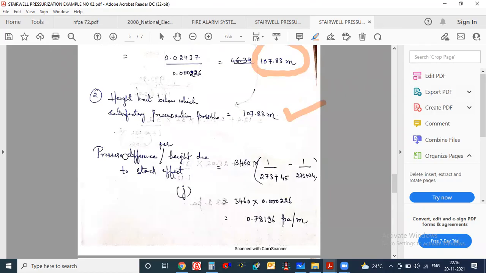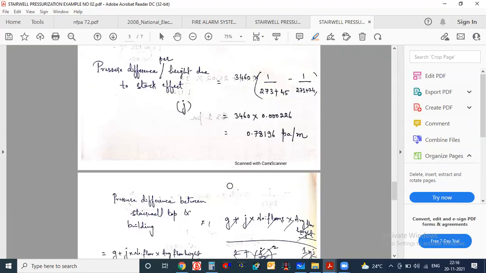After that, they have written the pressure difference per height due to stack effect. Stack effect means whenever you are going up or down, like in plumbing, where we have the stack. So here also the stack effect will happen. That is written here.